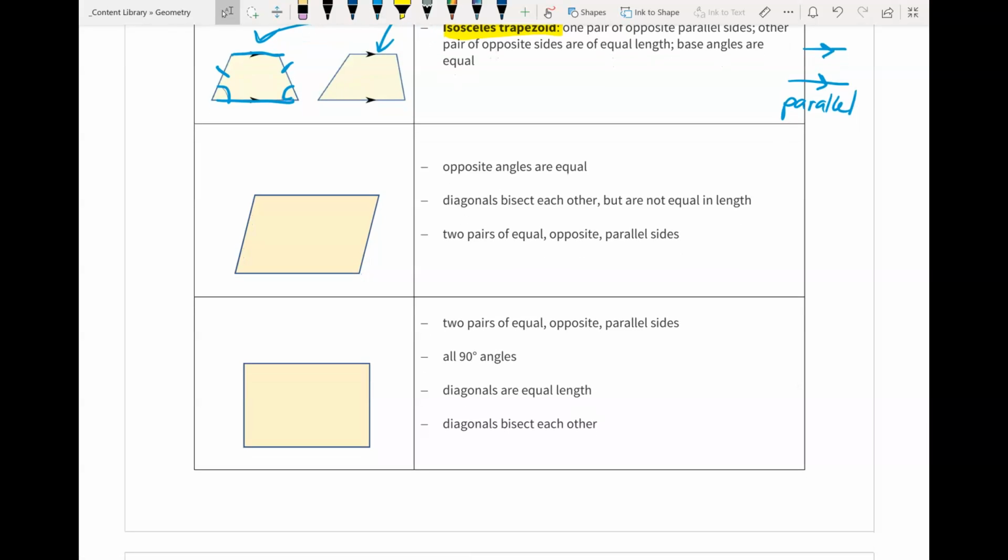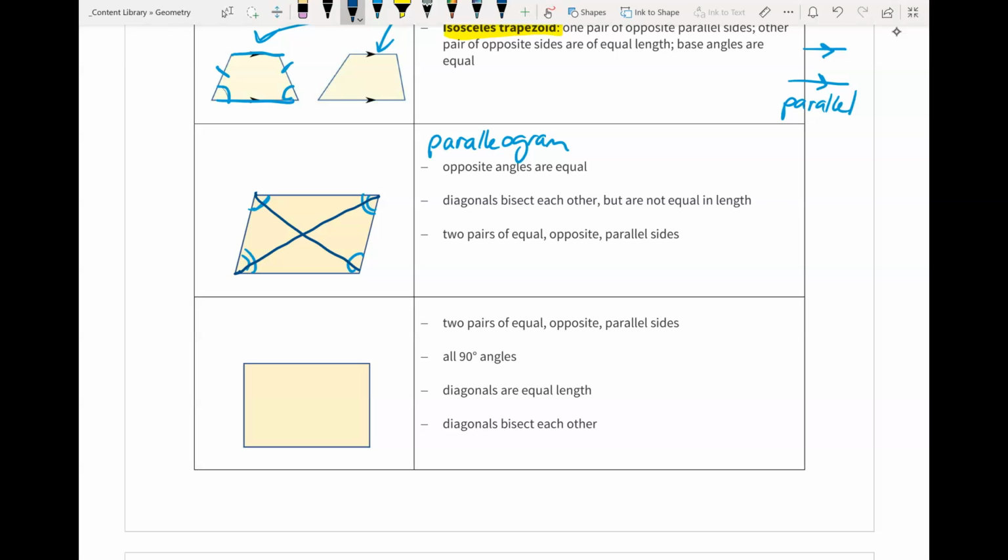This next one here is a parallelogram. And our opposite angles are equal, so these angles are equal, and also these angles are equal. So the ones with one loop, those two are equal to each other, and the other ones with two loops are equal to each other as well. The other property of a parallelogram is that diagonals bisect each other, but they're not equal in length. So remember, a diagonal is from one vertex to the other vertex. So it looks like this.